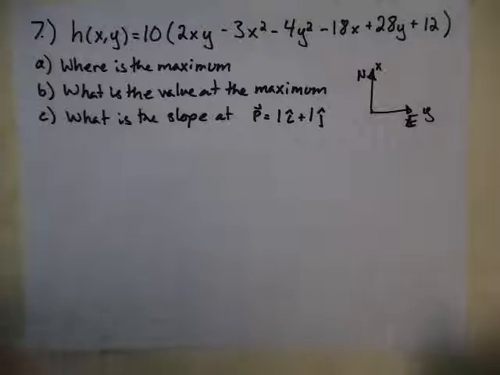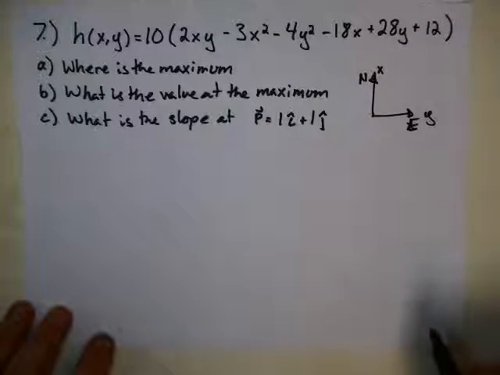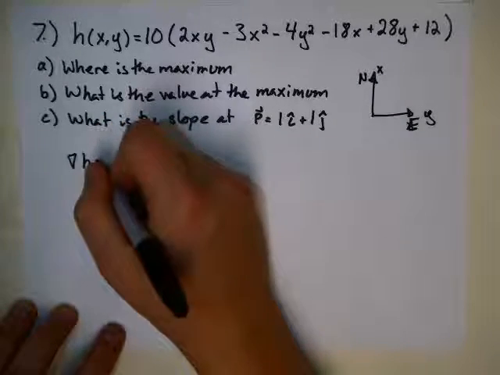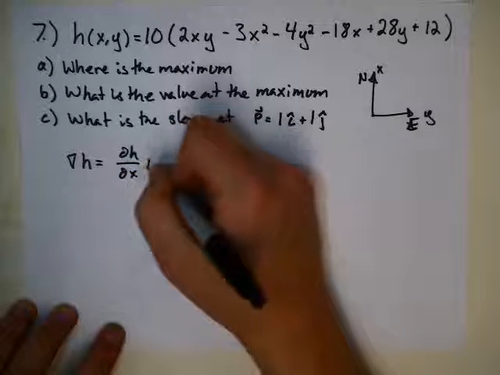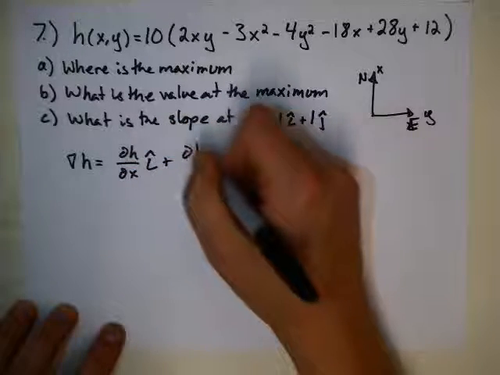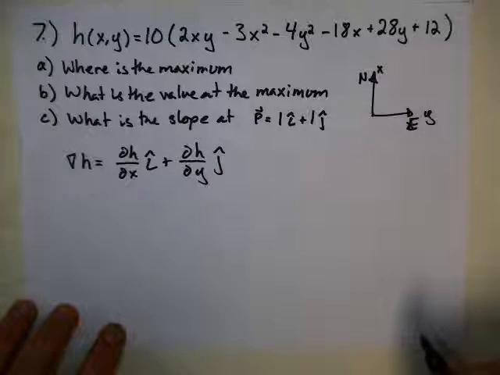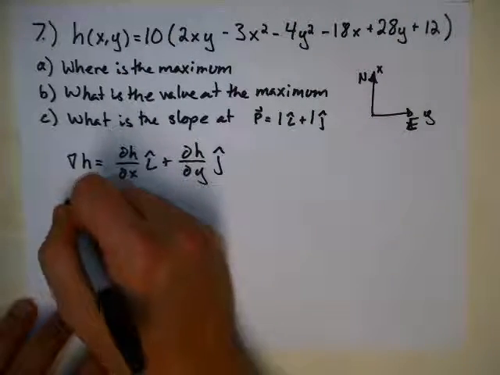So I'm going to go ahead and start this. To do this, I need to actually take the gradient of this thing, and the gradient of h is equal to the partial derivative of h with respect to x i hat plus the partial derivative of h with respect to y j hat. In order to do this, I have to actually take these partial derivatives.